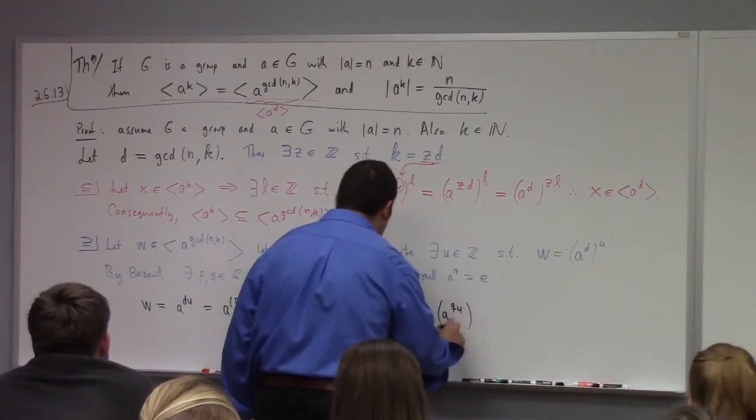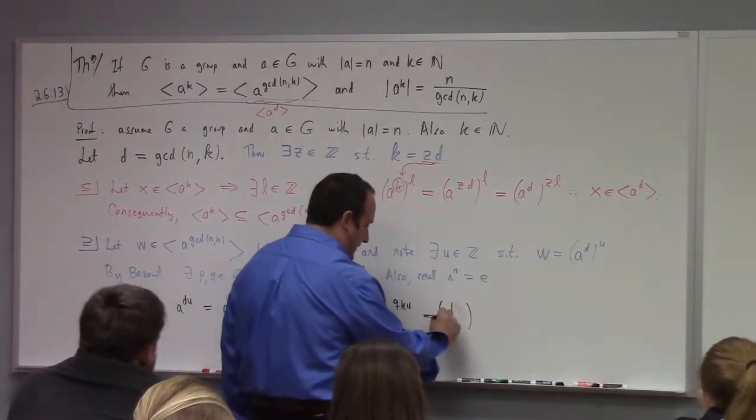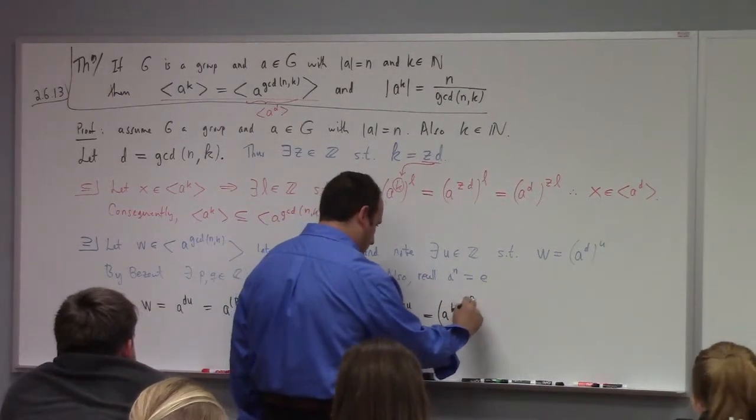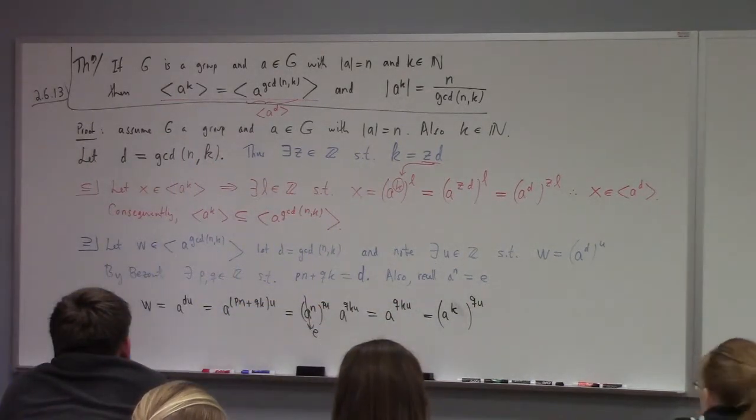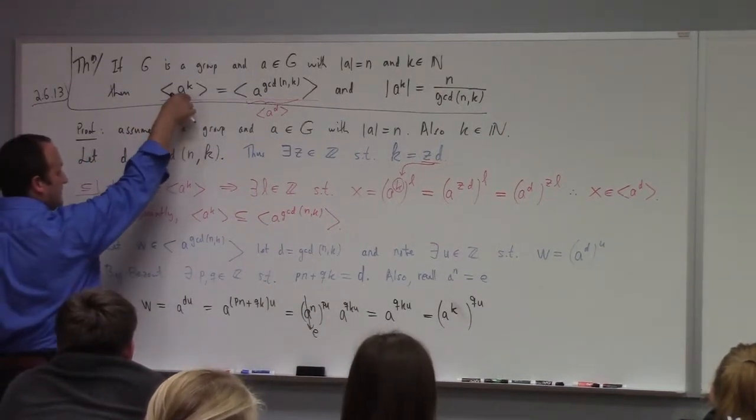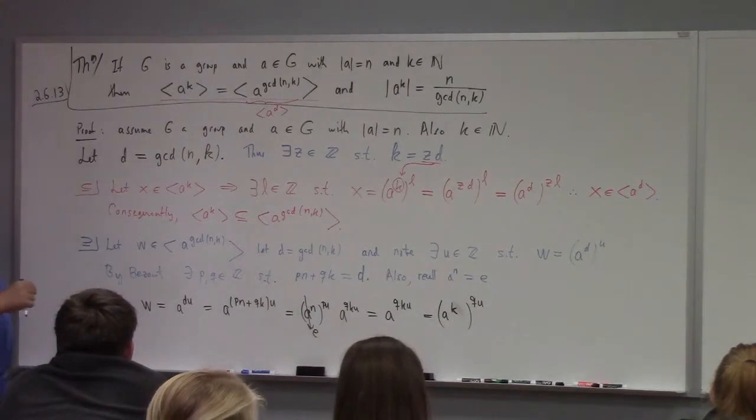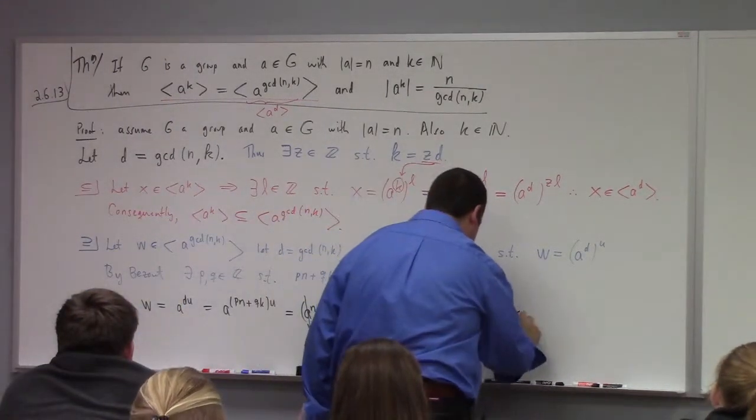Raised to the k. Oh, I'm sorry. Is that what I want? No. Other way around, right? I want a to the k raised to the Qu power. That makes it manifestly clear that this is an element of what? That's an element of the cyclic subgroup generated by a to the k. See, because a to the k to an integer power is an element of this guy, right?